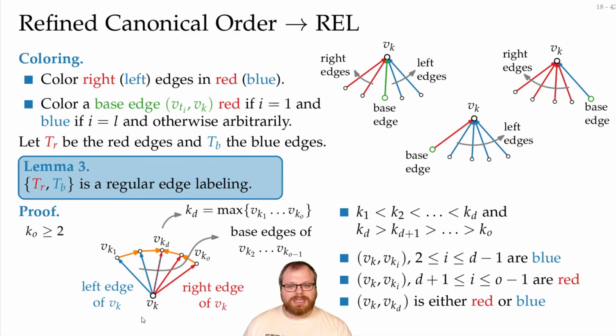So for this vertex here, we first have outgoing blue, then outgoing red, then incoming blue, and then incoming red. And that's exactly the condition we want for the regular edge labeling. And that means that we have found a regular edge labeling from a refined canonical order.